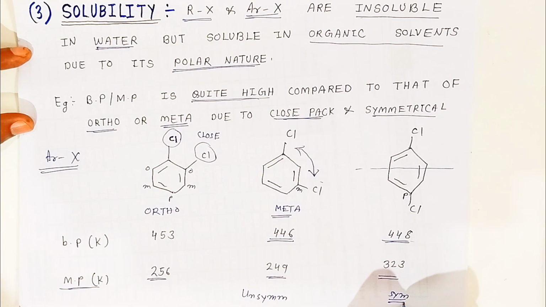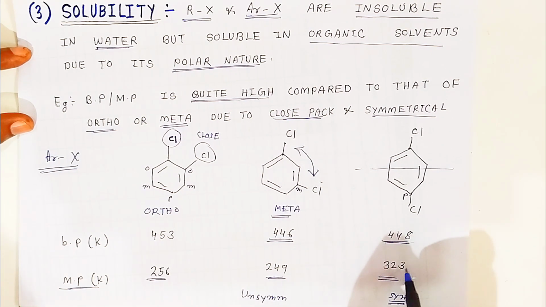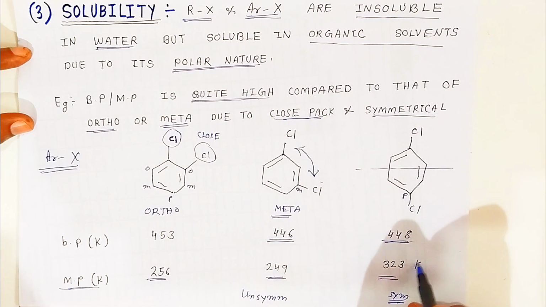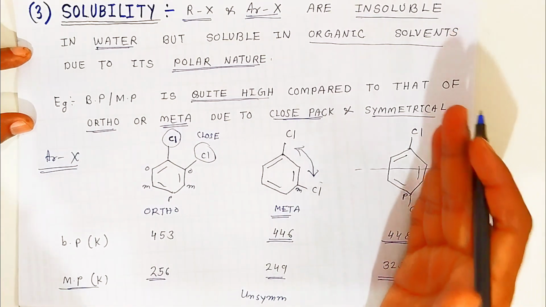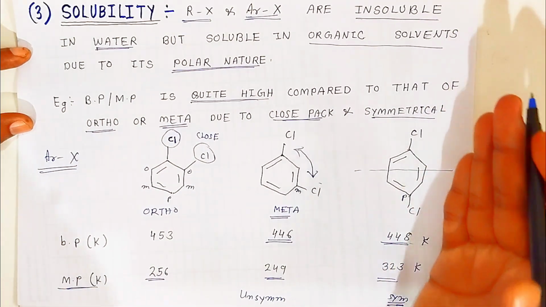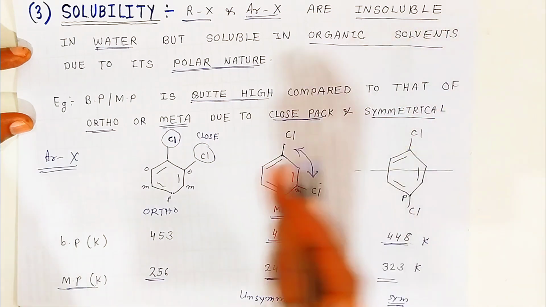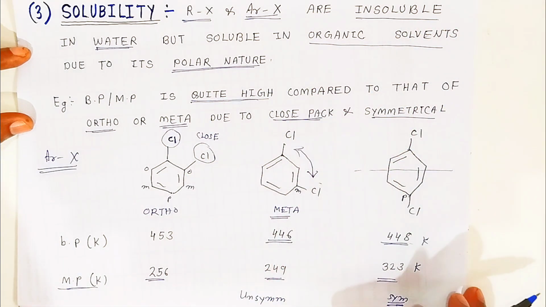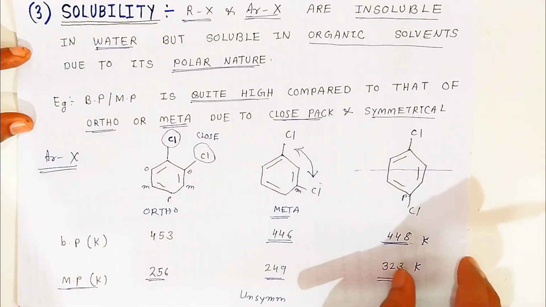So a symmetrical alkyl halide has more boiling point and melting point. Understanding? So a symmetrical aryl halide has more melting point and boiling point as compared to an unsymmetrical one. So this is all about the melting point and boiling point of alkyl halides.